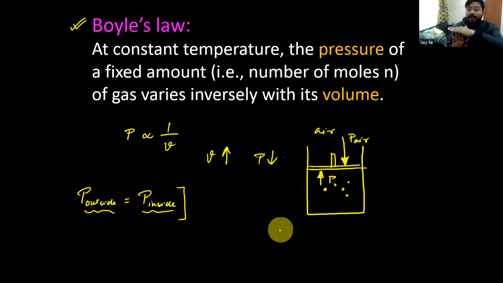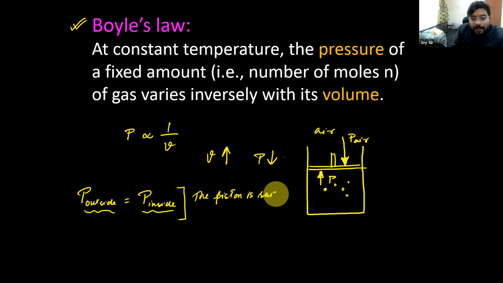If the inside pressure is high, the piston will go up. If the external pressure is high, the piston will go down. But if both the pressure inside as well as outside is equal, okay, then what happens? Then the piston is said to be at equilibrium. We have understood this fact. Is said to be at equilibrium.